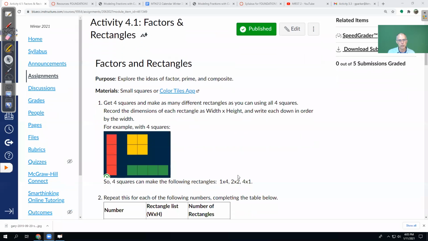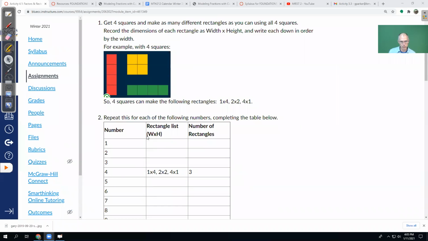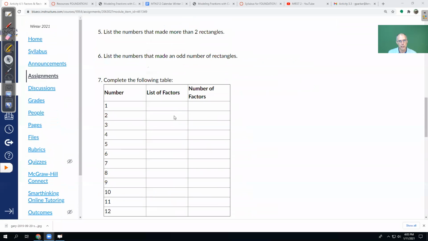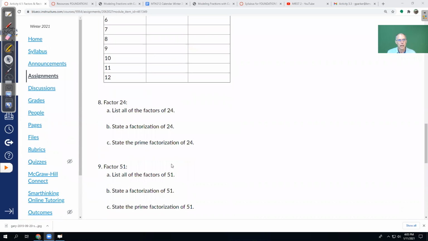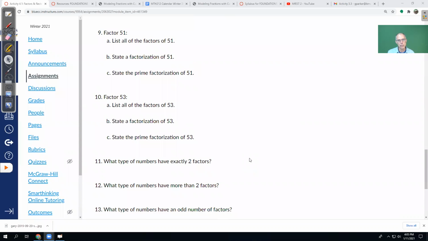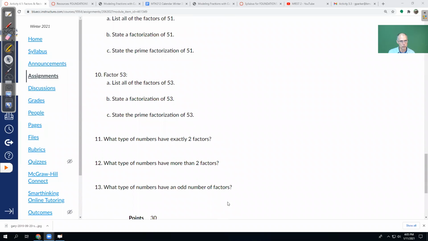So back to the factors in rectangles. We're finding the relationship between the rectangles we can make with a given set of blocks, a given set of squares, and how that relates to the list of factors, and they're one and the same. Factorization versus prime factorization. Let's play around with a few of these here and then try to answer the last three questions.